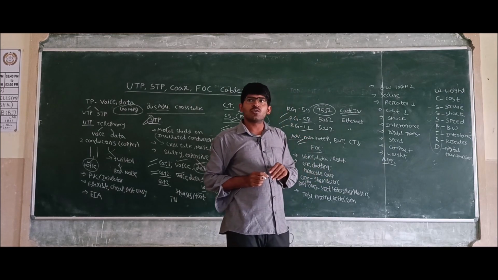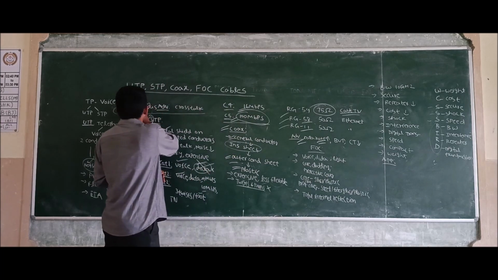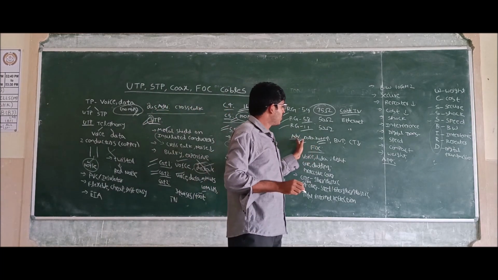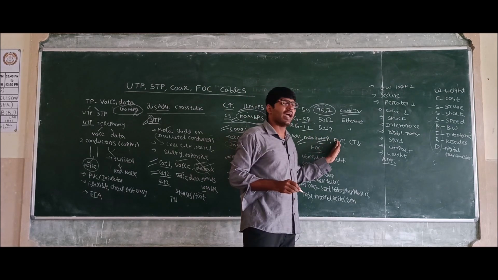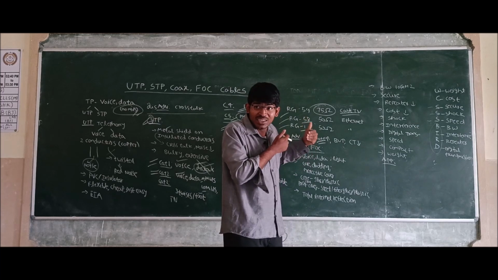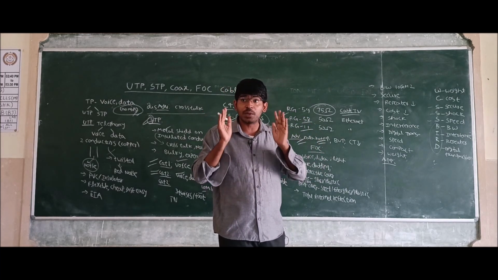What are the advantages of coax cable? Data rate is high. Compared to 100 Mbps, more than 100 Mbps data we can send by using the coaxial cable. Bandwidth is high. At a time, the same information. That's why many television channels you are receiving through the coax cable, because of its high bandwidth.